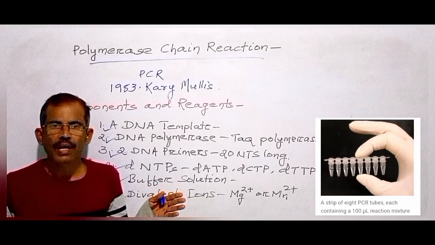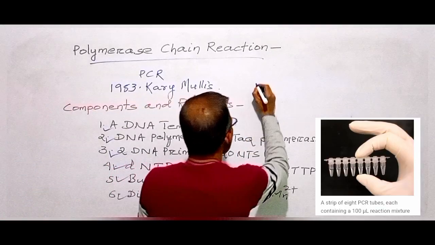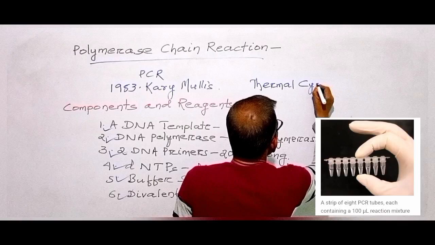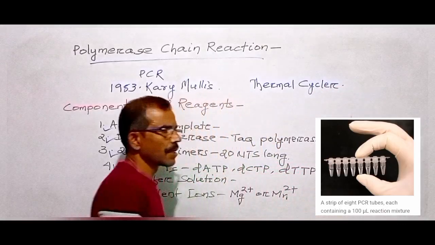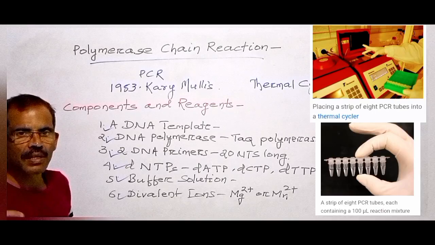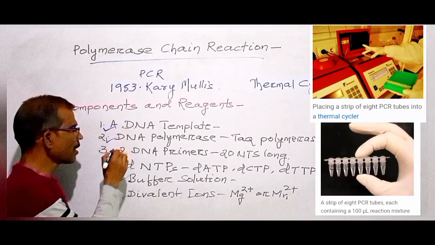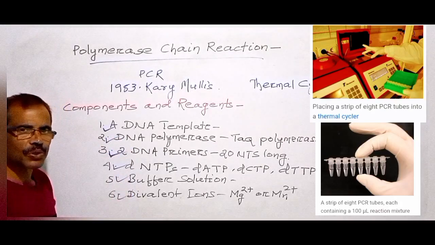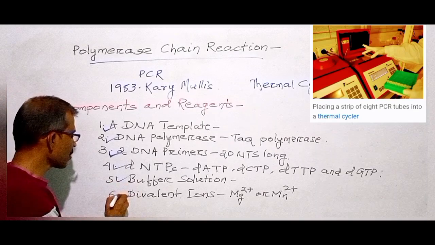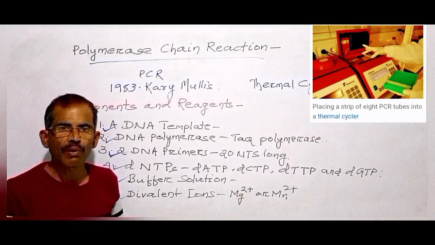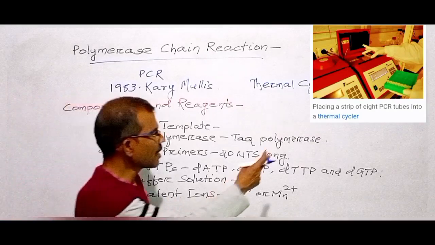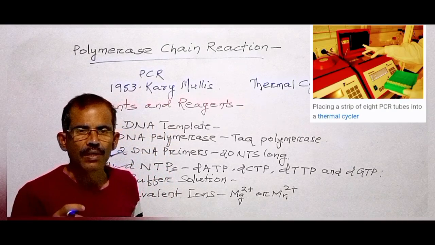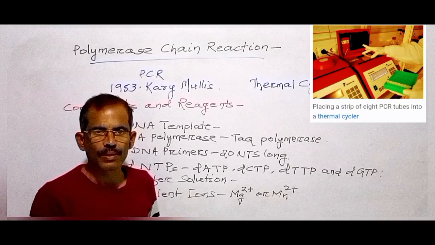PCR is generally carried out in small reaction tubes in a thermal cycler. The tubes contain all components and reagents including DNA template, Taq polymerase, DNA primers, deoxynucleoside triphosphates, buffer solution, and divalent ions required for DNA polymerization. The thermal cycler heats and cools the reaction tubes to achieve temperatures required at different steps of the reaction.